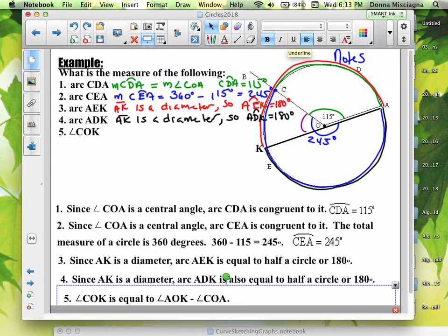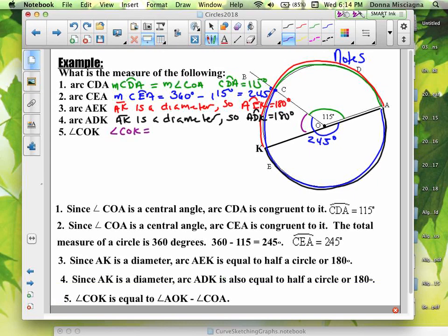So we're looking at the angle, not the arc. So we will just take 180 degrees for the angle altogether, because the angle and the arc are the exact same measure. And we'll just subtract from it to get our measurement. So that means angle COK is just equal to 180 degrees, which is what angle AOK is, that's a straight angle, minus 115, because that's angle AOC, and that's going to give us 65 degrees. And there's our measurement. So that's all there was to it.